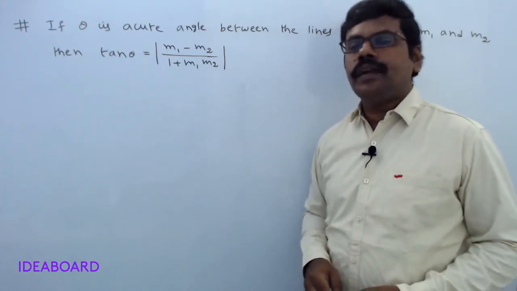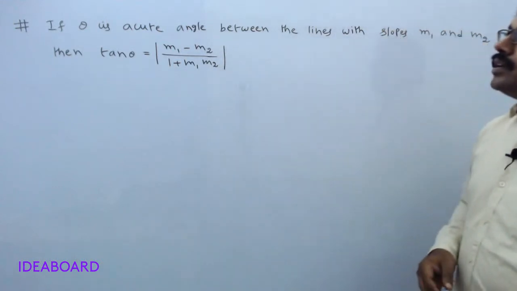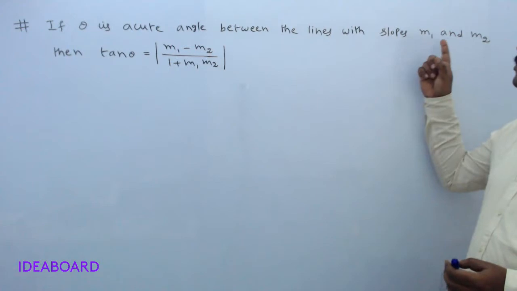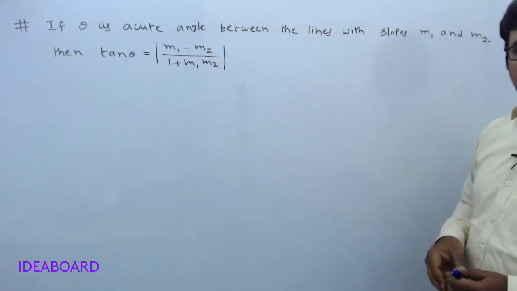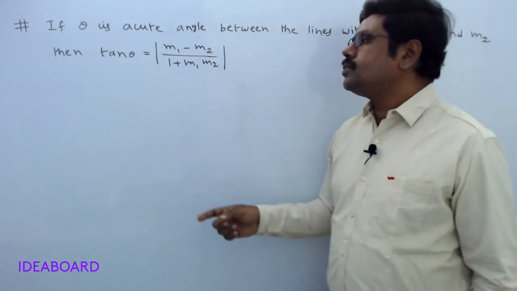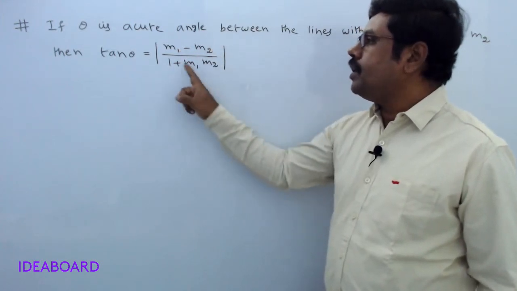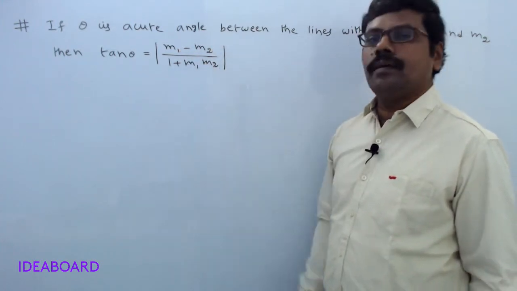Now come to the statement. If theta is the acute angle between the lines with the slopes m1 and m2, then tan theta equals modulus of m1 minus m2 divided by 1 plus m1 m2.